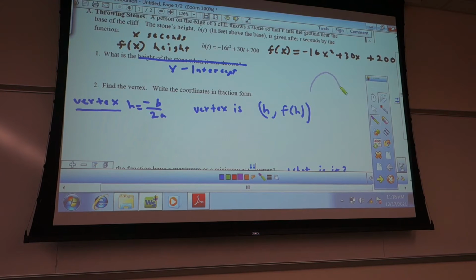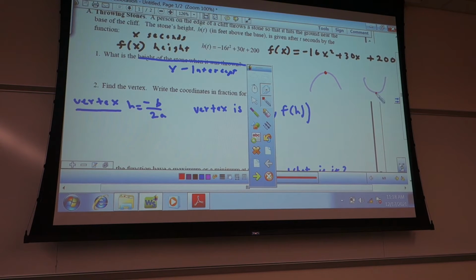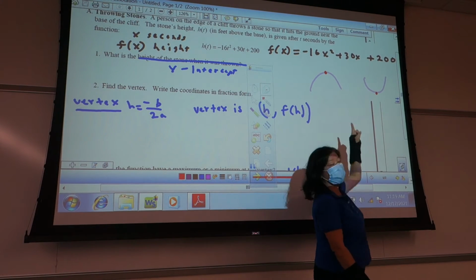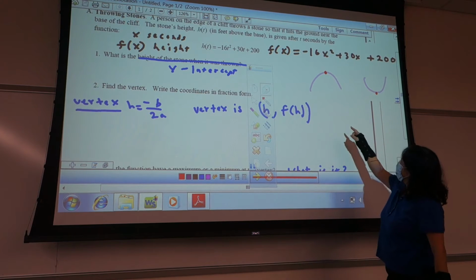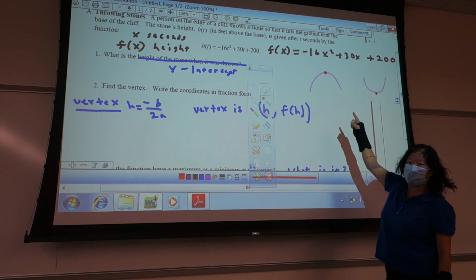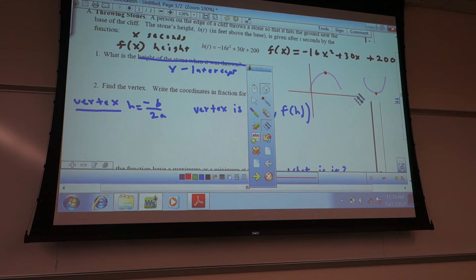The vertex is this point. It's the top of the arch? Yeah, it's the top of the arch, or if it goes down, it would be the bottom of the arch. It's one of these two. So there's going to be an x coordinate to it, and a y coordinate. It'll have a left-right coordinate and an up-down coordinate, because it's graphed. So it'll have some sort of minimum or maximum.